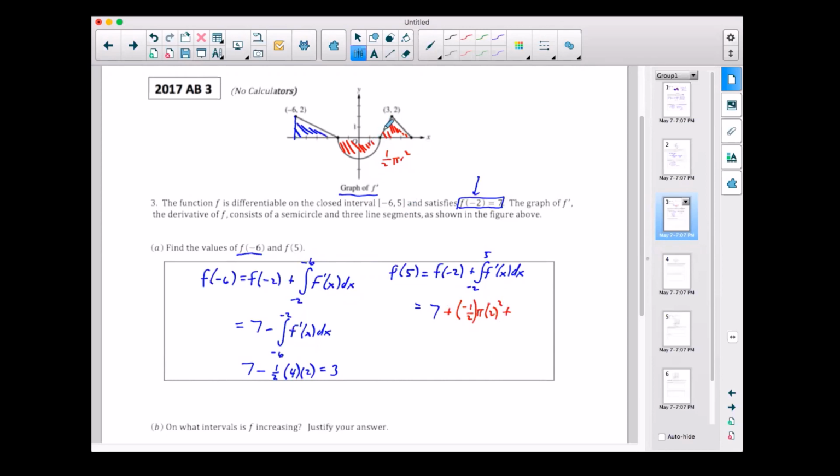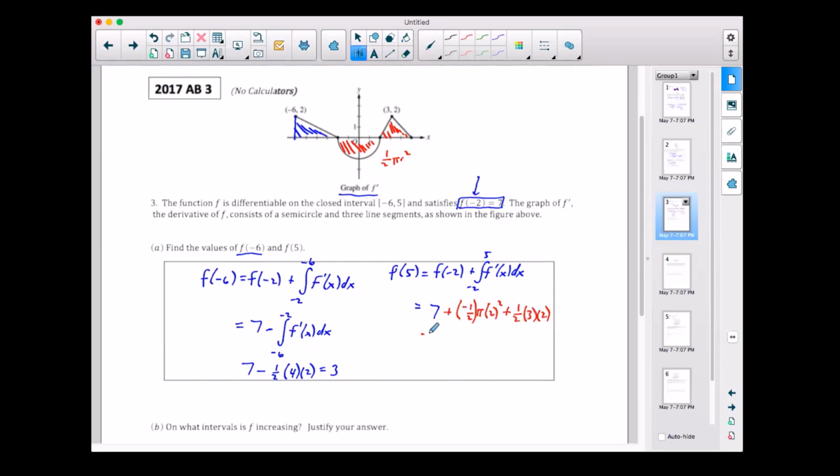And then we have this little triangle at the end. The area of a triangle is positive because it's above the x-axis. 1/2 base times height. So we're going from here to here. The base is 3, which we can see on the graph, and the height is 2. This answer right here would earn all of the points.